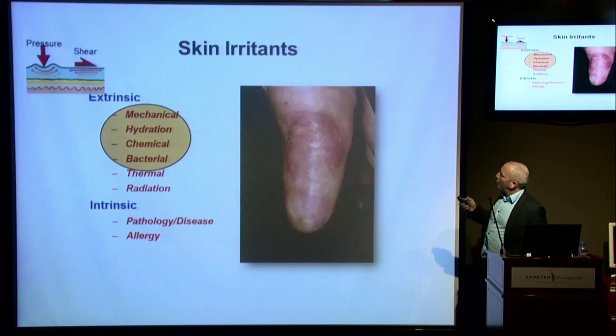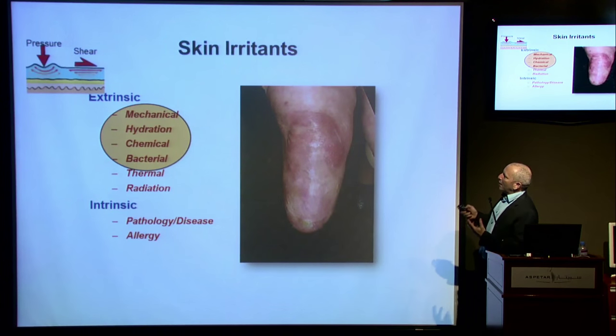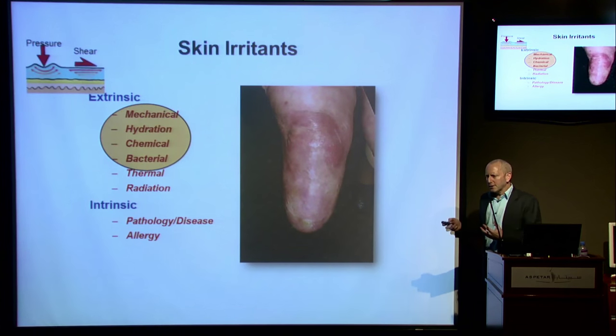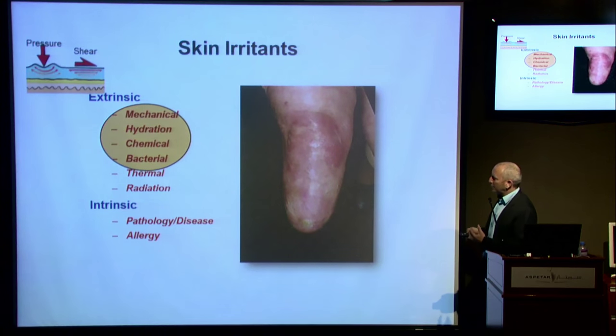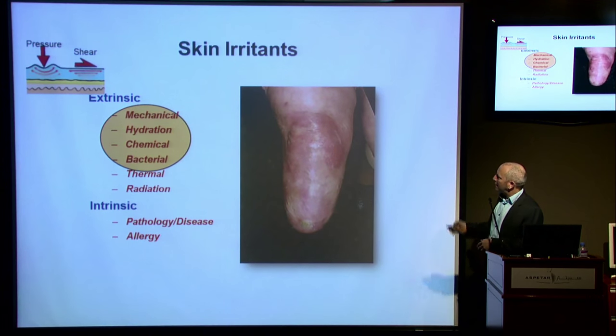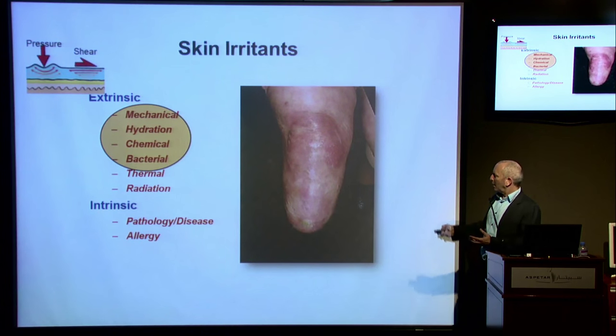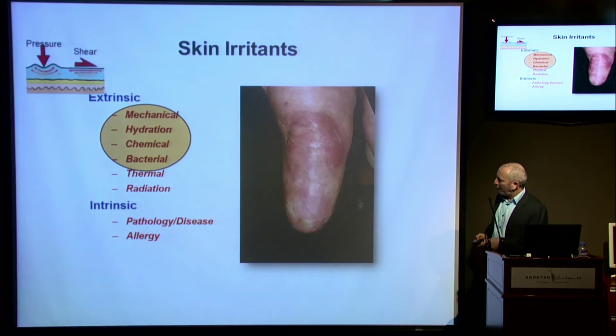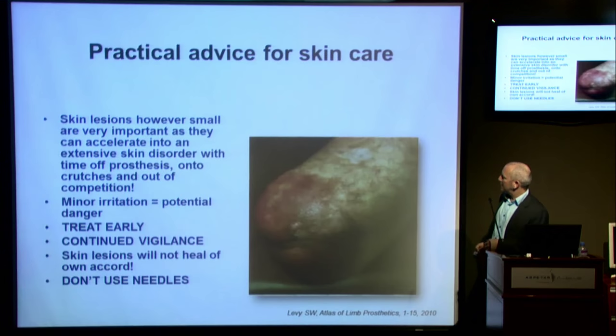So when we look at the irritants, we know that there are extrinsic issues that can irritate the skin. There's a mechanical, hydration, chemical, bacterial, heat and thermal, radiation issues. They all are factors that can actually alter or irritate the skin. Then there are intrinsic factors. We know that this area of the skin is susceptible to allergy because it's in contact with foreign things, and there are certain disease states.